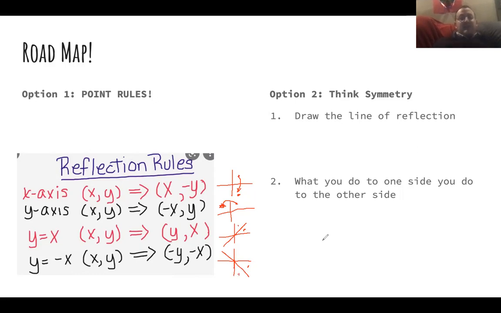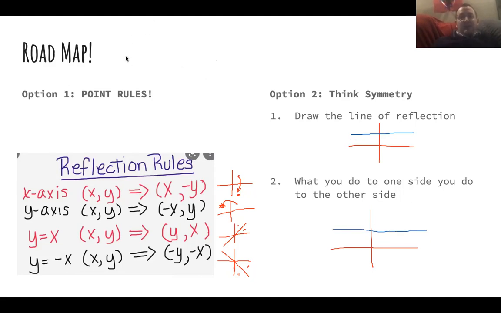Option 2 would be to draw the line of symmetry, and maybe it's a non-axis. So draw the line of reflection. And then I have a general rule of thumb, which is what you do to one side, you essentially do to the other side.